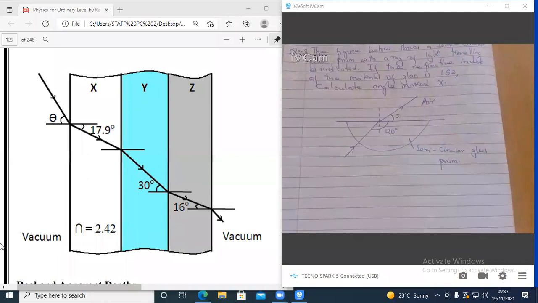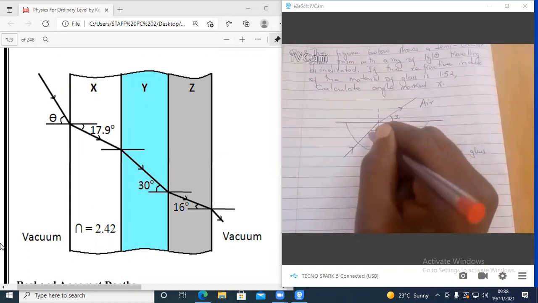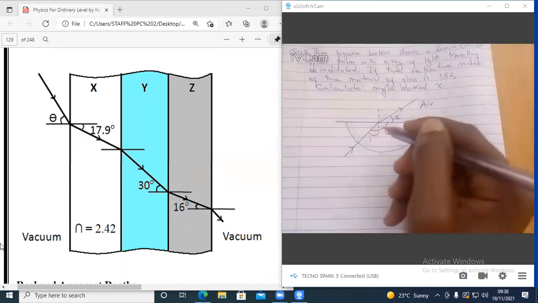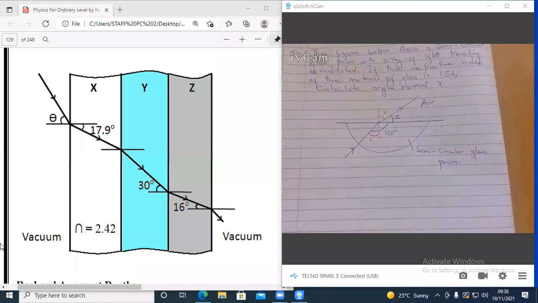So we have 4 minutes remaining. Can you work out the angle X? So from there, who can tell us what is the angle of incidence? What is the angle of incidence, members? Our angle of incidence is this one, right? Then what is this angle, members? That is the angle of refraction, right?